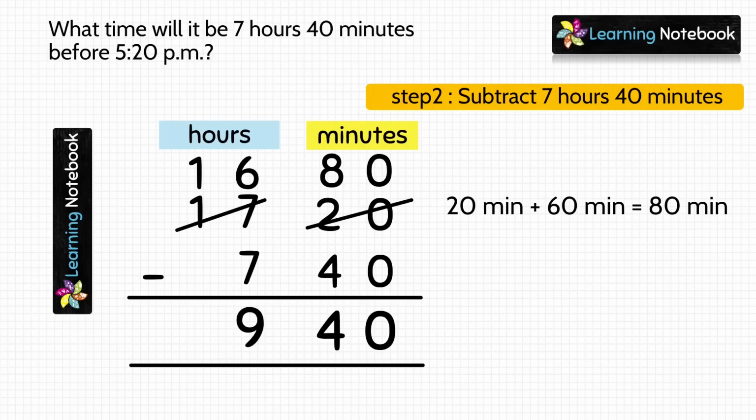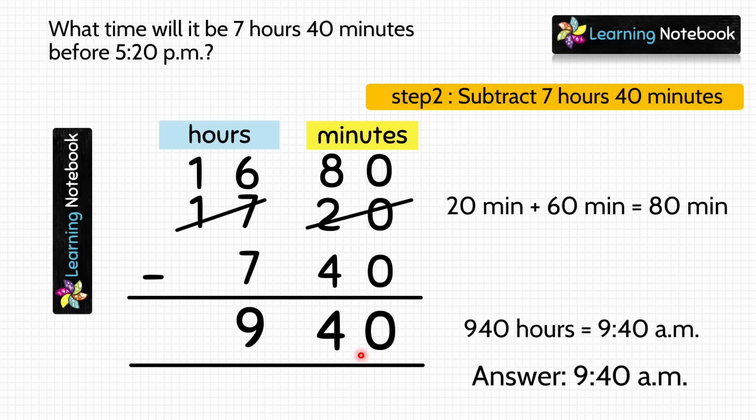But students, we have to tell the time in 12-hour clock time. See this 5:20 p.m. So let's convert 9 hours 40 minutes in 12-hour clock time using the same steps which we learnt earlier. And we get the answer as 9:40 a.m. So 7 hours 40 minutes before 5:20 p.m. is 9:40 a.m.